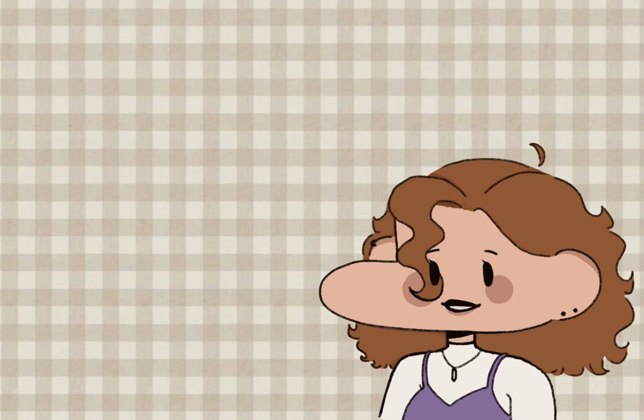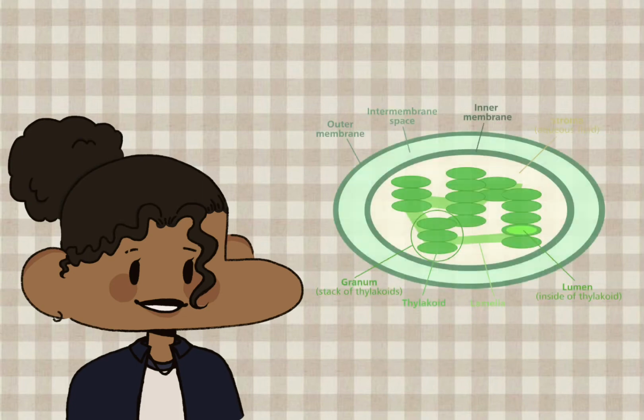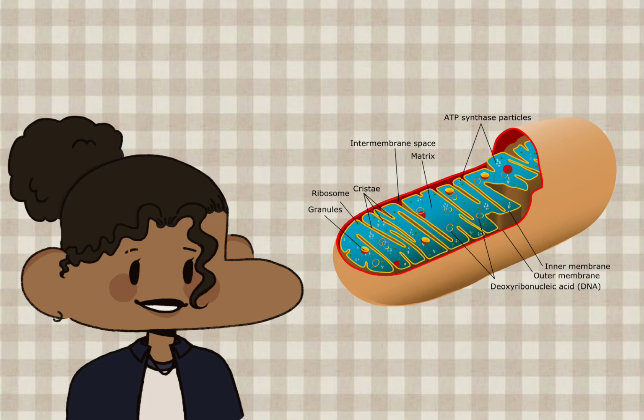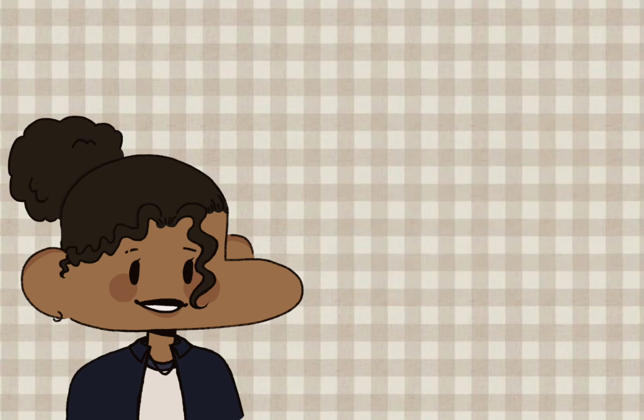Quick question. What does each look like? As in, where each process takes place? Sure thing. This is a chloroplast, where photosynthesis takes place, and this is the mitochondria, where cellular respiration takes place.